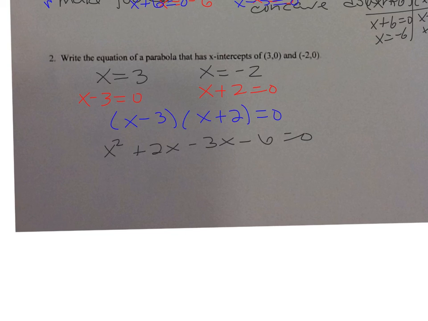So write it as a function. So f of x is equal to x squared minus x minus 6. Notice my a, which is in front of x squared, is positive, so this is concave up. So I need concave down, so multiply everything by -1. I get -x squared plus x plus 6, and that's concave down.